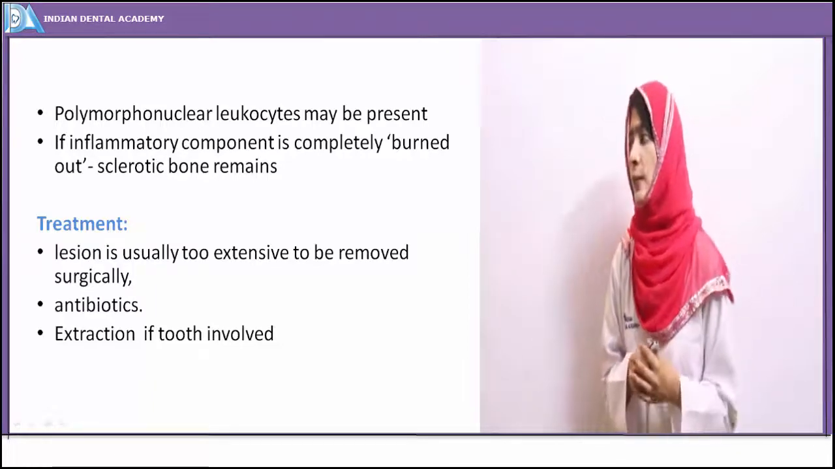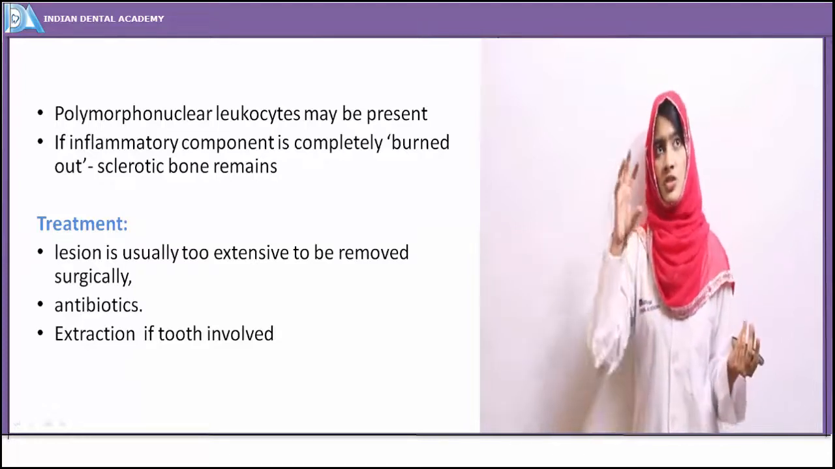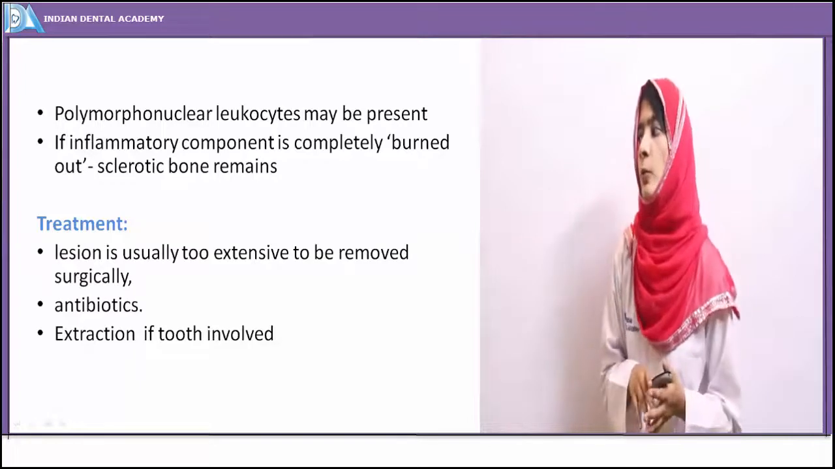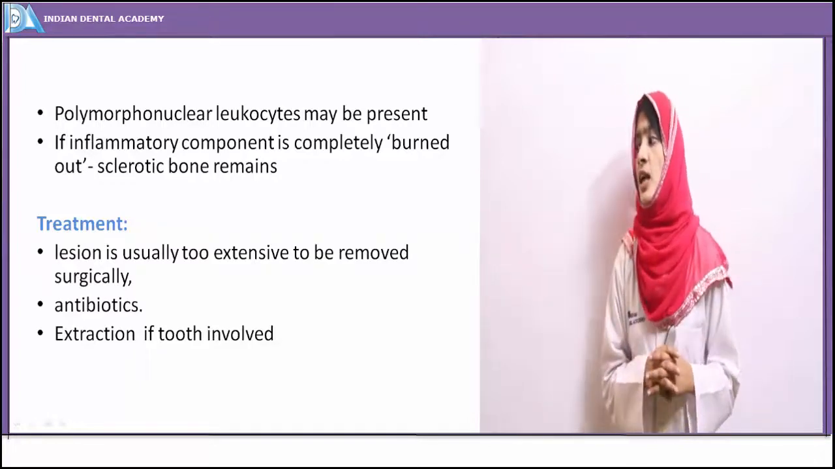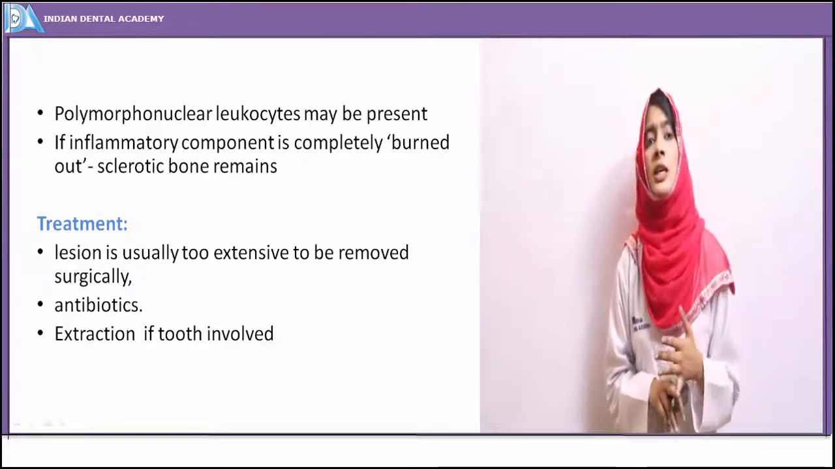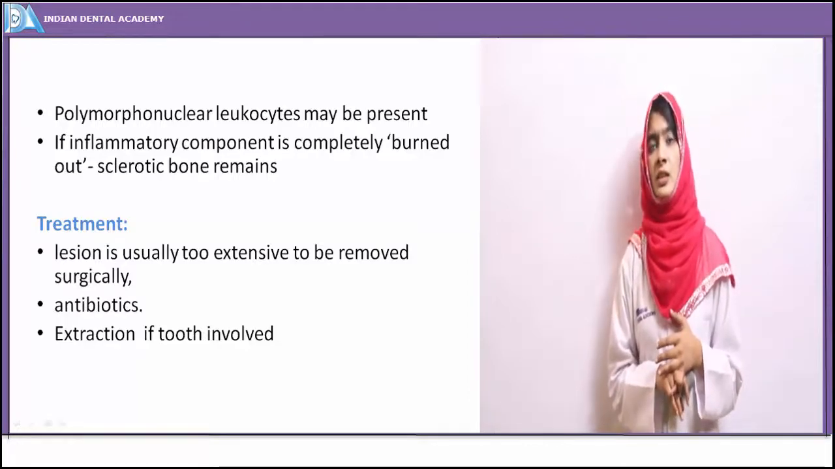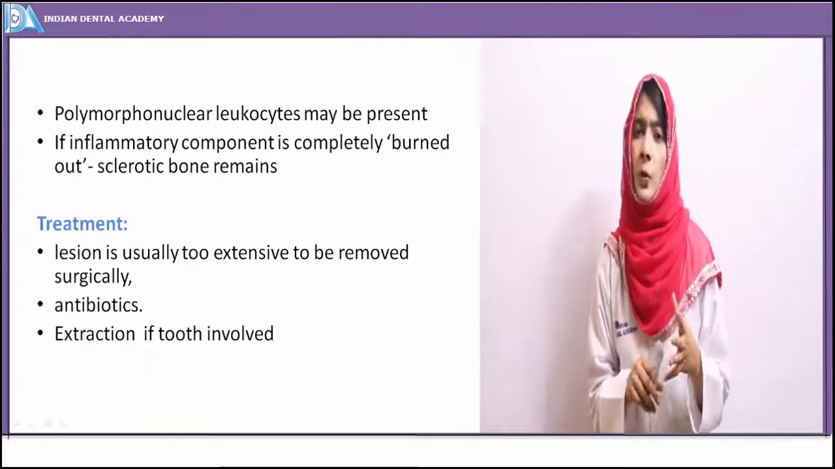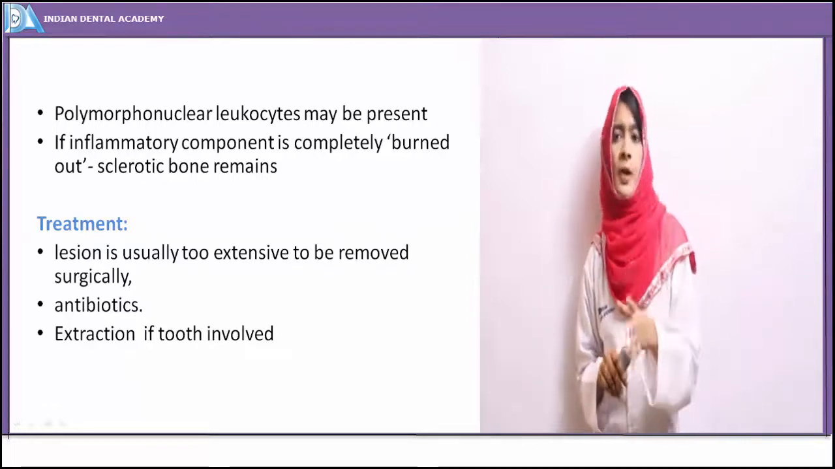There is sclerotic type of bone. It's just remaining in the viable bone. That is nothing but the inflammatory or burned out component of the bone. When you see the treatment, it is basically to remove the teeth surgically, because it is a very extensive lesion, and it is basically just a reaction of the bone to periodontal infection.